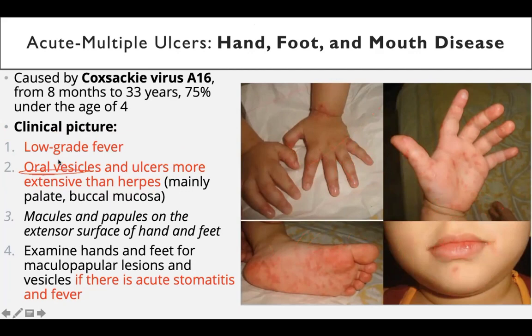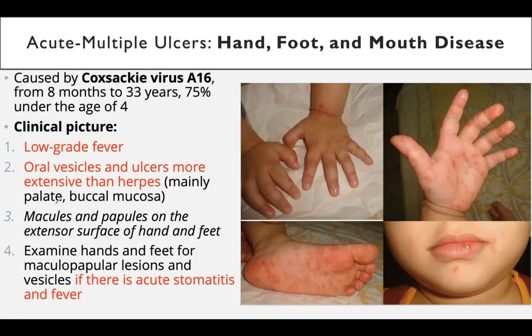But here just remember oral. The oral is not only in the internal oral cavity, but we also have it externally around the perioral cavity, perilabial area around the lips. So oral vesicles and ulcers are more extensive than herpes. Mainly palate and buccal mucosa involved. Buccal mucosa, buccinator muscle, cheek from the inside, the mucosal membrane of the cheek from the inside, right?